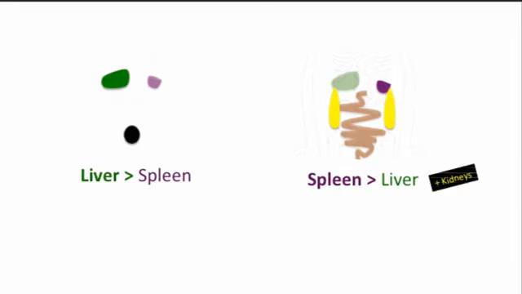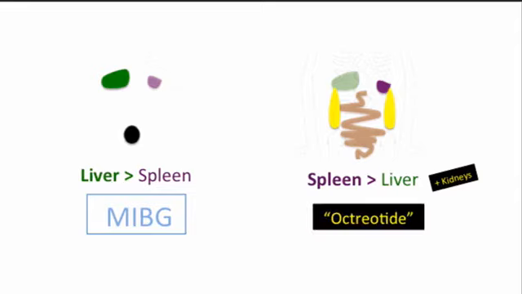Also, there's the kidney thing, right? Remember, MIBG doesn't have kidneys, and the way to remember that is you wouldn't want it to have kidneys because you're trying to look at the adrenals. With octreotide, you do have the kidneys, and where MIBG has a hot liver, octreotide has a hot spleen, so that's the opposite. The liver-spleen relationship is switched.